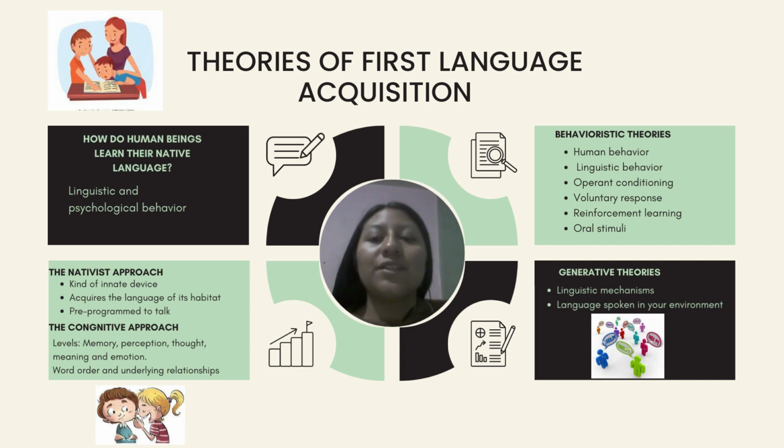Generative theory: children learn the first language through an innate linguistic mechanism that allows them to learn the language spoken in their environment. The nativist approach is a kind of inborn device that comes with children when they are born. The cognitive approach: the human mind is organized into levels: memory, perception, thought, meaning, and emotion.